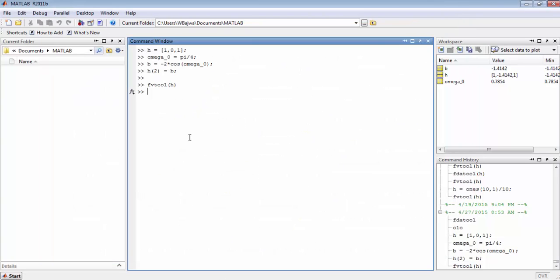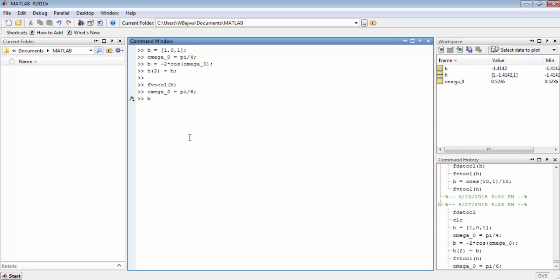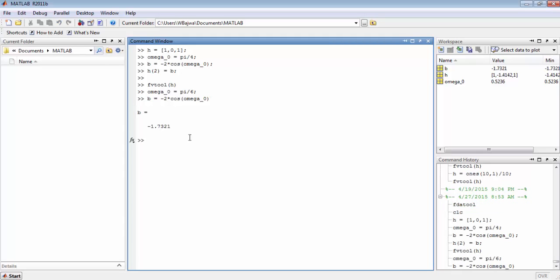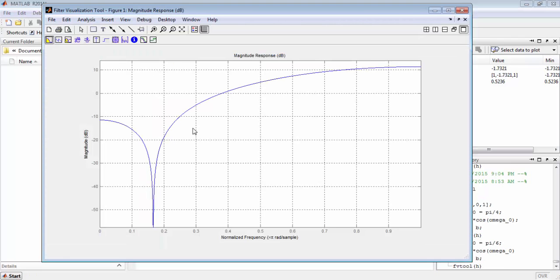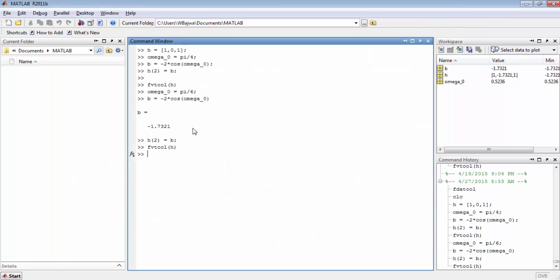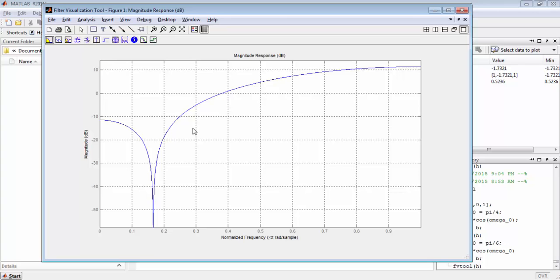If I change my omega naught to, let's say, pi by 6, I calculate my b again. Now it's a different value. I set h of 2 to be b. I do FV tool, and indeed, now I'm doing pi by 6, and the notch has moved to the value of pi by 6. Right? So it's very simple to build a simple notch filter. It's trivial, just a length 3 filter.